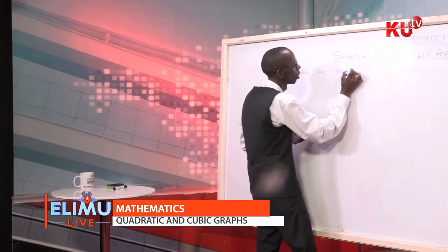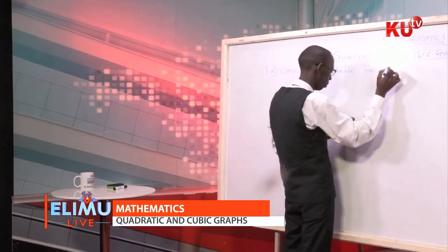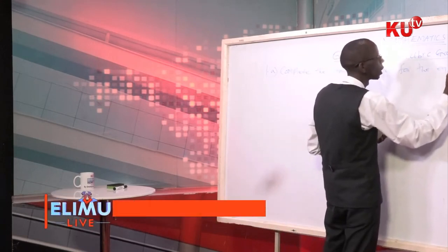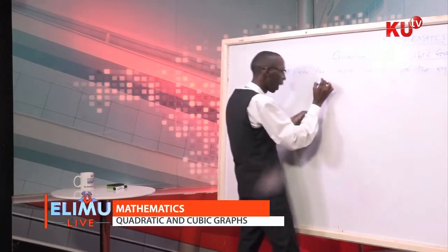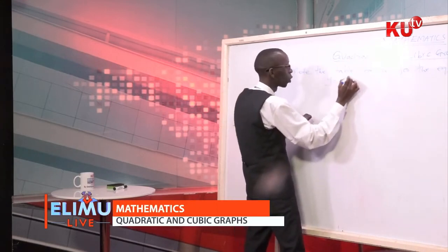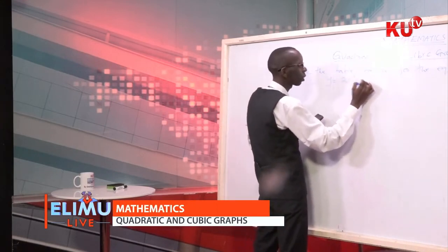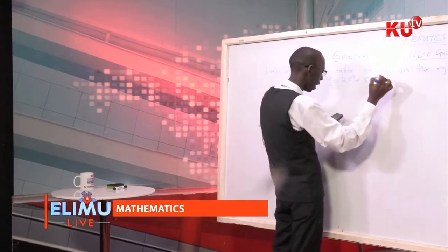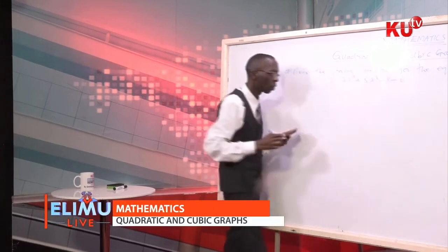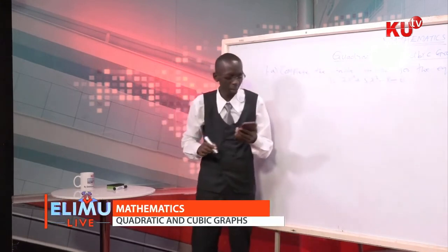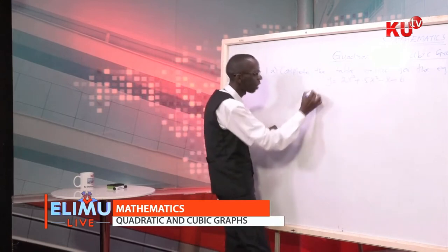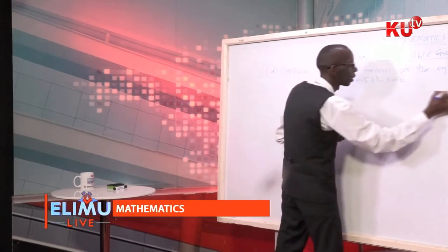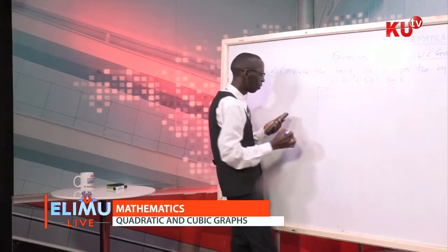Complete the table below for the equation y equals 2x cubed plus 5x squared minus x minus 6. So you are going to complete the table. We have the table there.